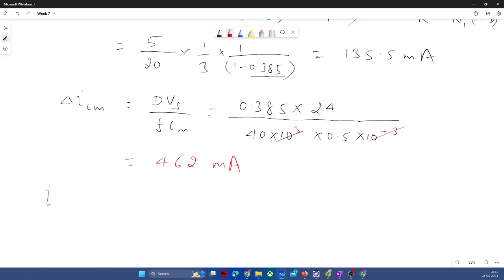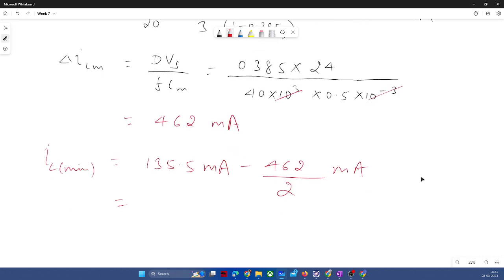So IL minimum is IL average, that is 135.5 milliampere, minus del IL by 2, which is 462 by 2 milliampere. It comes out to be negative 95.5 milliampere. However, inductor current will never go negative. It just signifies that inductor current will be zero before the end of the time period. So we are convinced with this result that our converter is in DCM, right?